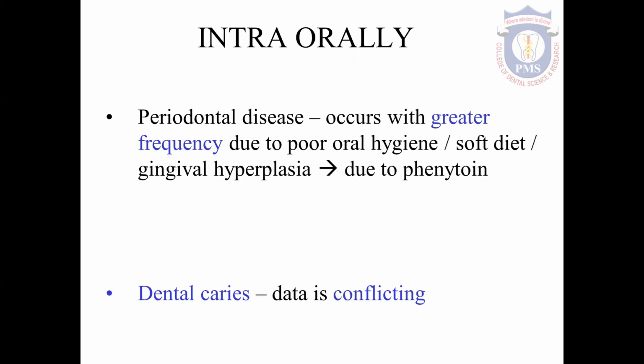Intraorally, when you look at these children, you can see that periodontal disease is high. It can be because of poor oral hygiene and the soft diet they are having, because they cannot chew properly. Or it can be because of gingival hyperplasia, because if the child is having seizures, they might be taking phenytoin, and gingival hyperplasia is a side effect of phenytoin. Because of the gingival hyperplasia, there will be food accumulation, again leading to periodontal disease. So the periodontal disease in these children will be high.